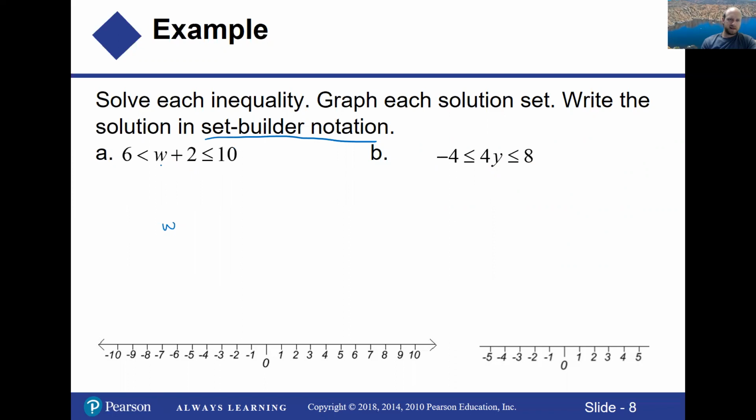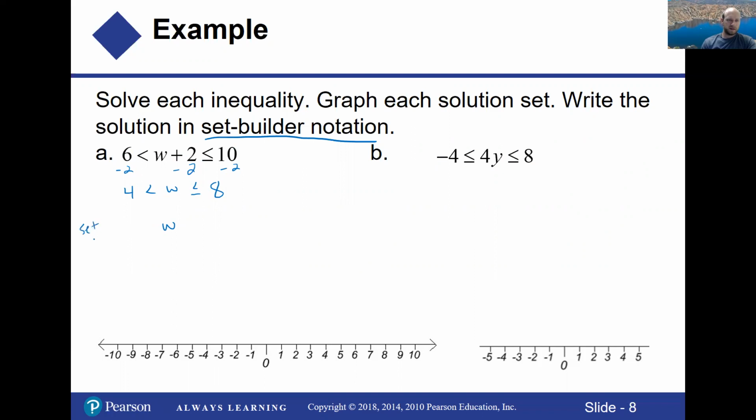So in order to get the W alone, I'm going to subtract this 2 from everything. So we kind of have to do it 3 times. We do it to the 6, to the 2, to the 10. So 6 minus 2 is 4. It's less than W. The 2's are gone there in the middle. 10 minus 2 is 8. I hope that made sense. So W is alone. So this is the solution.